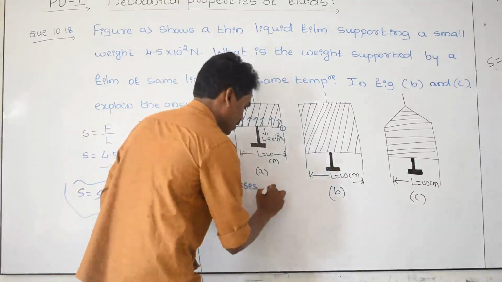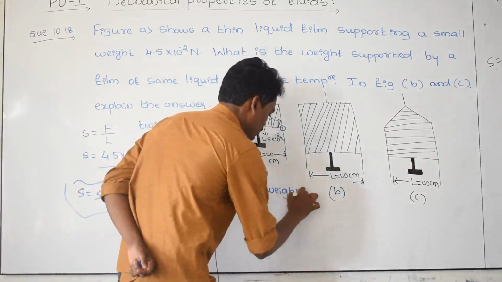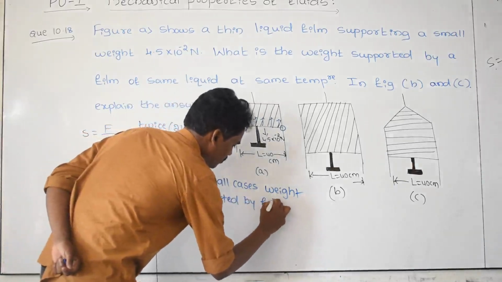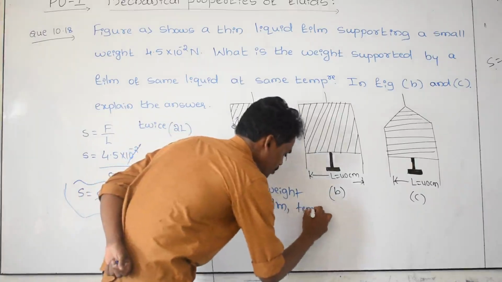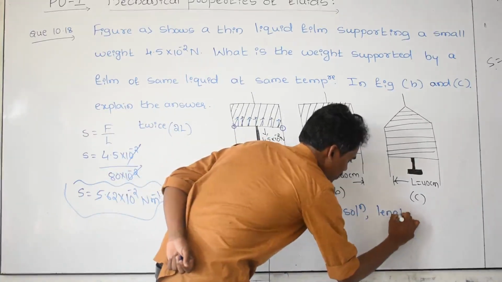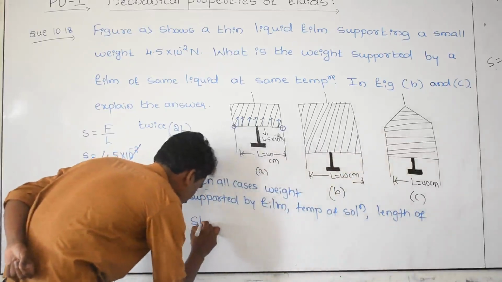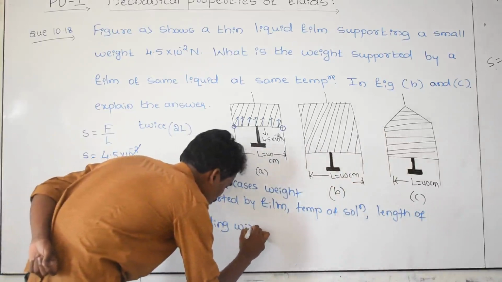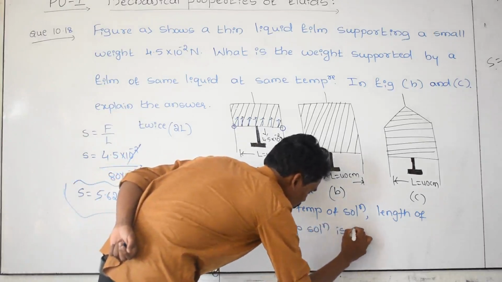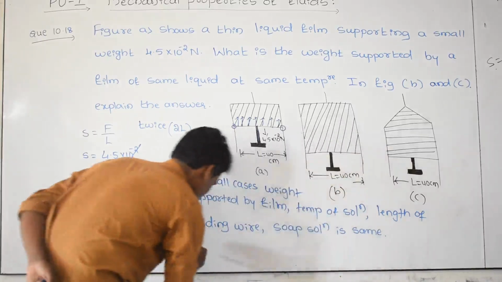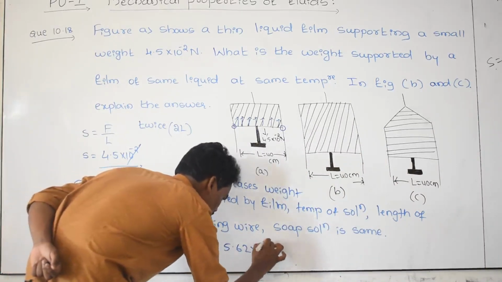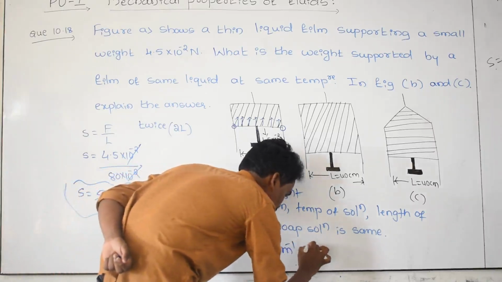Therefore in all cases this F, the downward weight supported by the film, and next one is temperature of the solution, and next length of sliding wire, and soap solution, is same, therefore surface tension is equal to 5.62 into 10 to the power minus 2 Newton per meter in all cases.